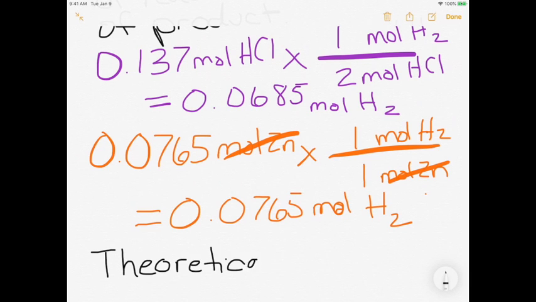Yes, Daisy? Yeah, it's how much can be made from the limiting reactant. So if we're looking at these two items here, would hydrochloric acid be the limiting reactant or would zinc be the limiting reactant? So zinc produced the smaller or the bigger mass or number of moles?